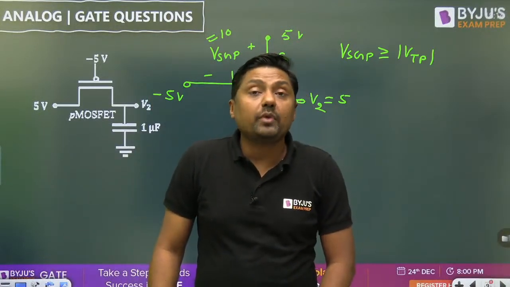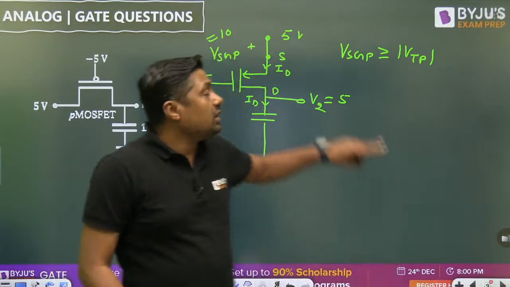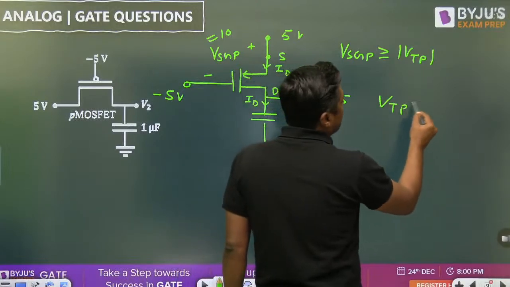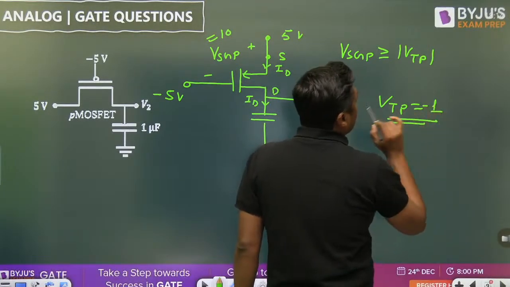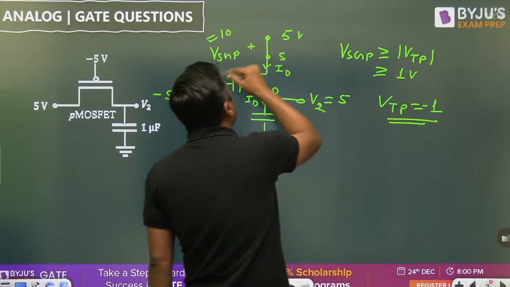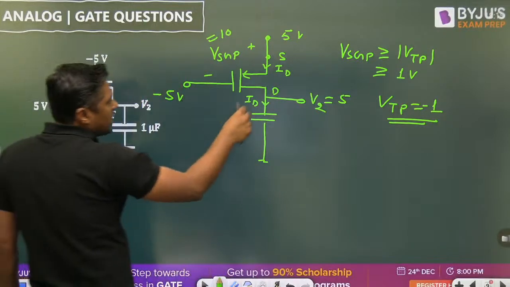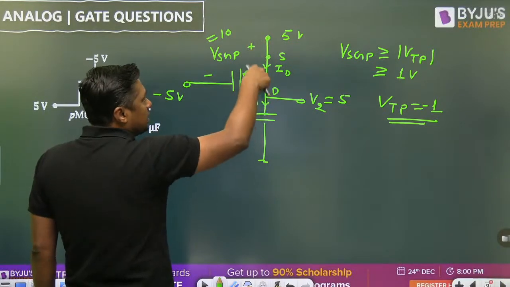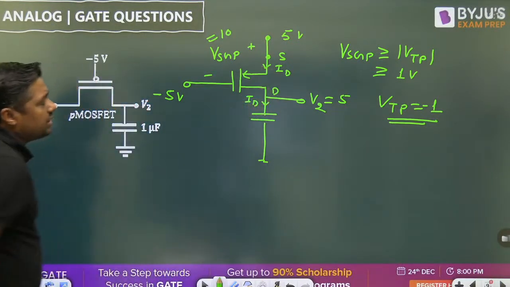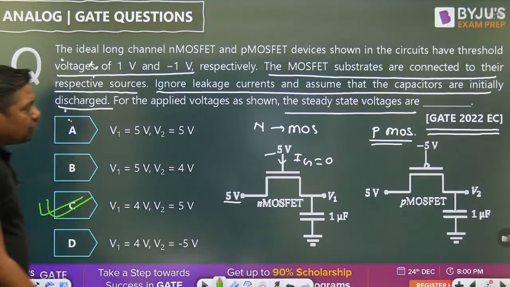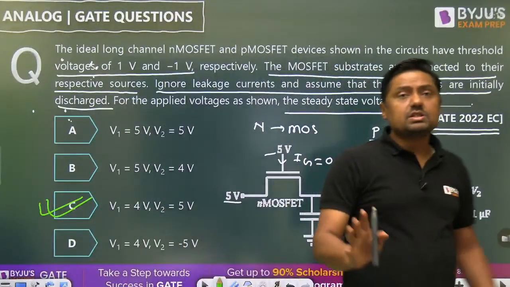Always remember, we have to make the threshold voltage positive. Right? When we are changing the subscript, you have to make it positive. Otherwise, the VTP is negative 1, minus 1 volt. When we are putting mod, it will become positive, and VSGP should be greater than or equal to 1 volt, and it is greater than that, 10 volt. And that's why, in this case, the capacitor will charge. Under steady state, it will act as open circuit. There will be no current, right? And we are getting the 5 volt here. So what is the answer? V1 is 4 volt and V2 is 5 volt. V1 maximum voltage 4 volt and V2 maximum voltage is 5 volt.